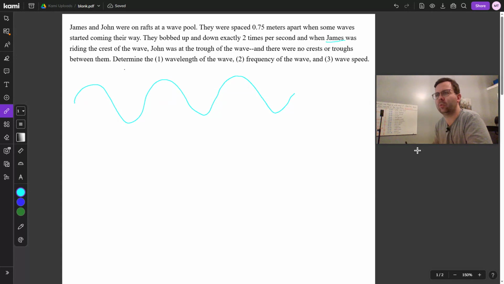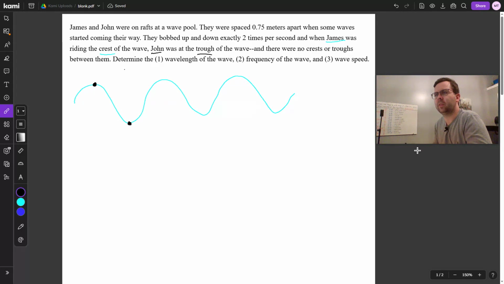It says James was on the crest of the wave, so I'm going to put him here. This will be James. And then it says John was at the trough of the wave. So that could be here or here or here, one of those. But it says there were no crests or troughs between them, so he's not going to be far away because there's nothing between him and James. He's going to be at this location. So these are the two locations of the two people here.